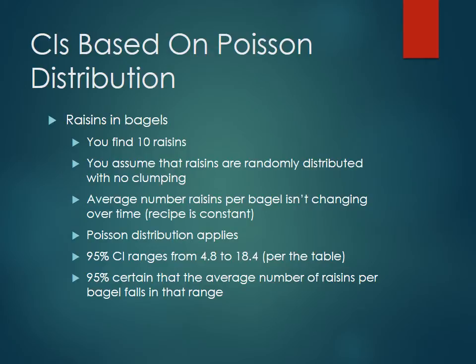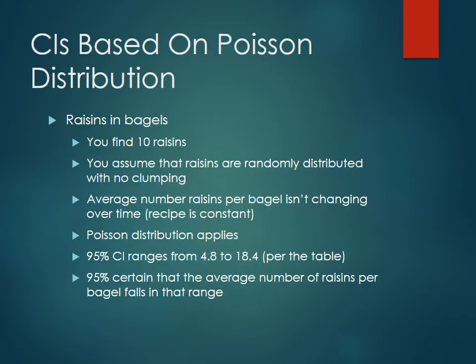So let's just say we have a bagel that you find 10 raisins within it. You can assume that the raisins are randomly distributed. So we'll assume that every bagel that's coming out, no matter how many raisins it has, it wasn't necessarily due to clumping or anything like that. And you can assume that the average number of raisins per bagel isn't changing over time because the recipe is staying constant, right? So we're assuming there's no changes from day to day. Every bagel maker is making the bagels the same way every single day, right?